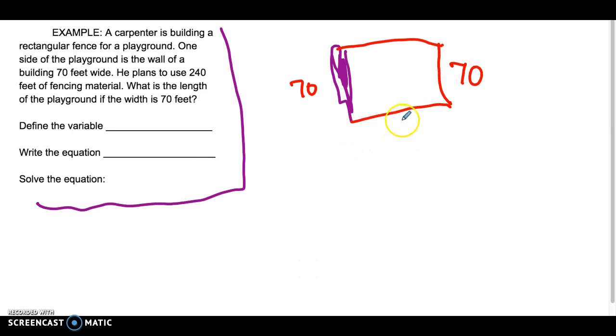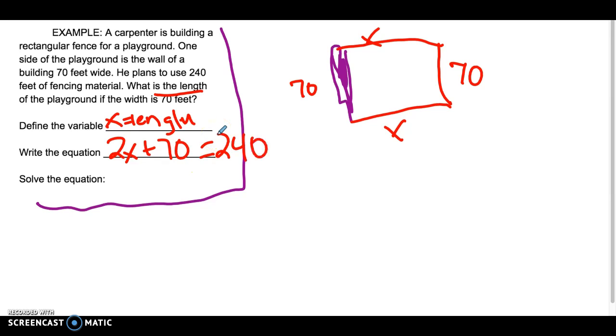So I need to know the length. That's my unknown. That's what I'm going to call x, because that's what he's asking me to find. What is the length of the playground? So to find my variable, x equals the length of the playground. All right, and write your equation. Well, what do you know? If I have x plus x, which is 2x, plus only this 70, because this purple side's already taken care of, that has to equal 240.